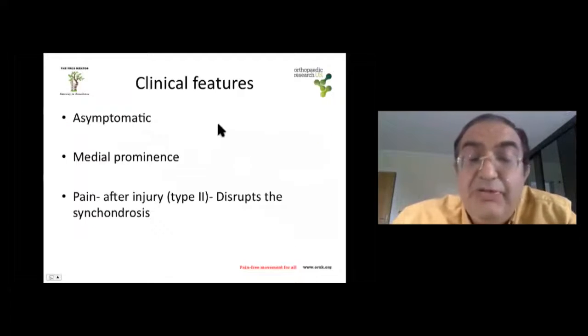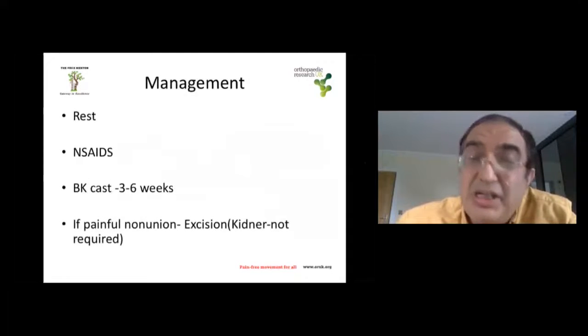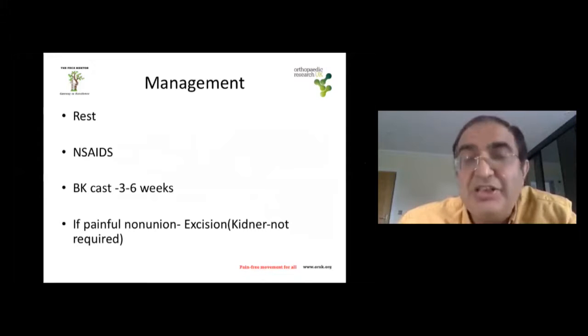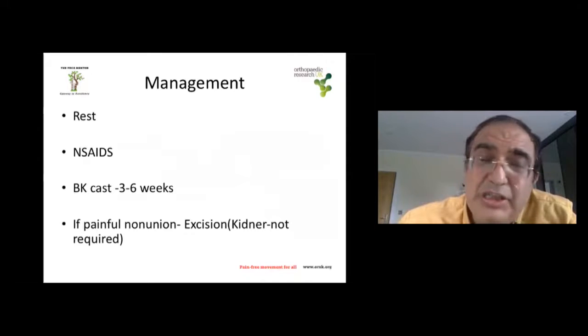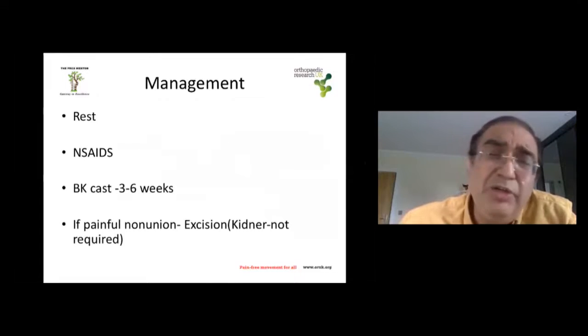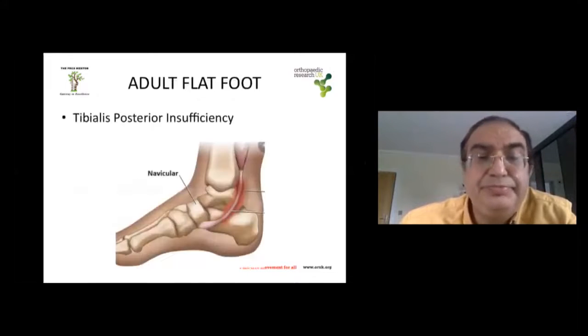But obviously, if there is an injury, then there is a pull on the synchondrosis, so they can get symptomatic. And if they're symptomatic, again, it's conservative: NSAIDs, below knee cast, and if a painful non-union, especially in the type 2, then you can do an excision. When you do an excision, you basically split the tibialis posterior and excise it. Don't advance the tibialis posterior, which is called the Kidner's procedure. Now, we don't need to do the Kidner's procedure. All we need to do is just excise it.